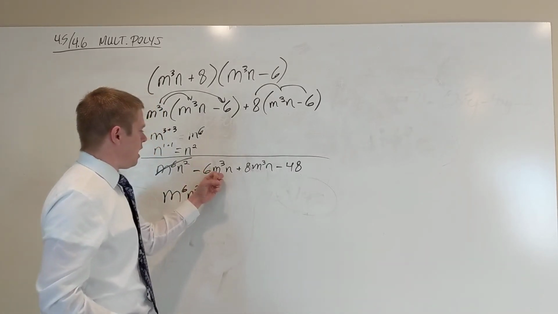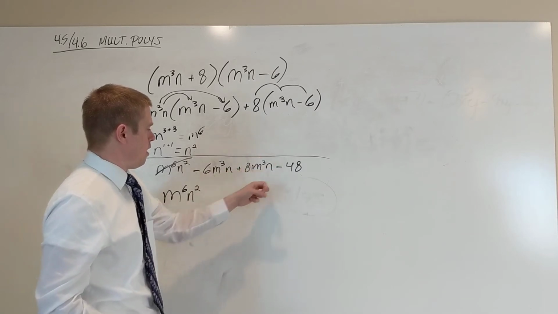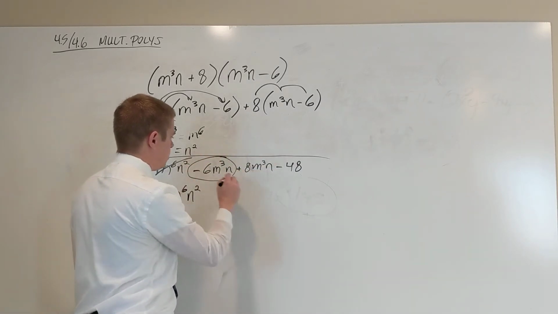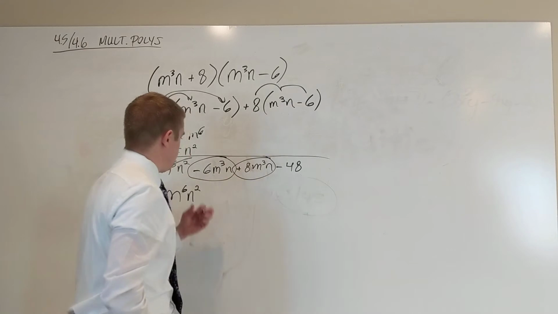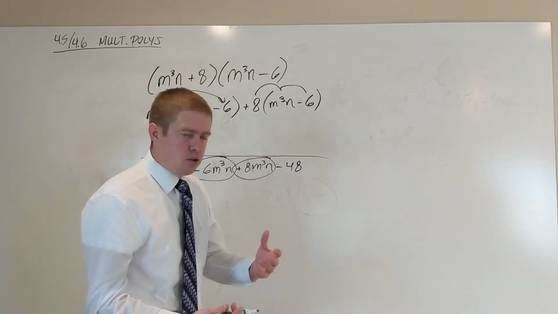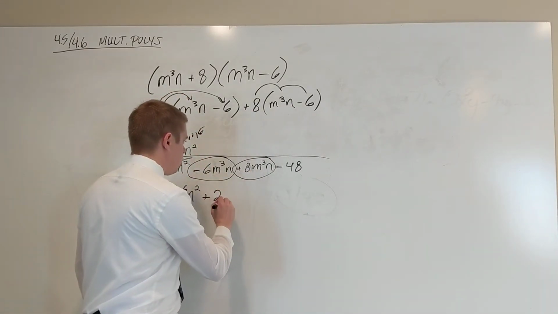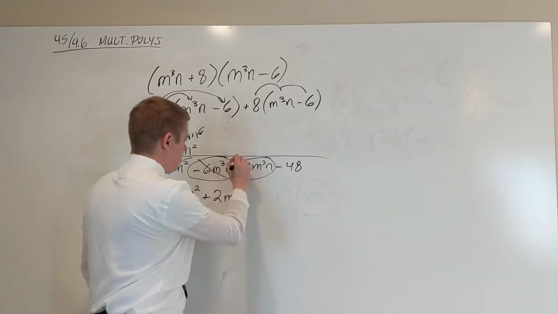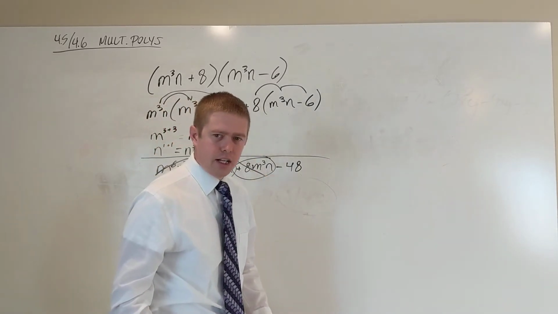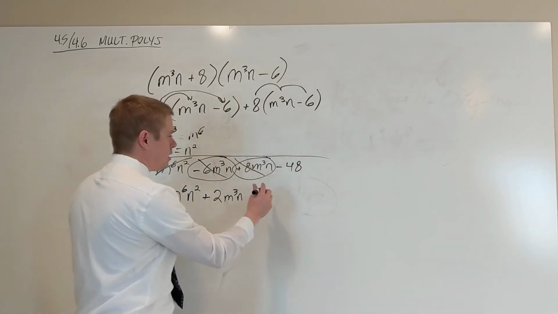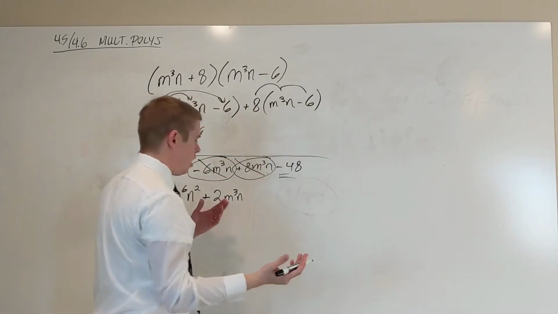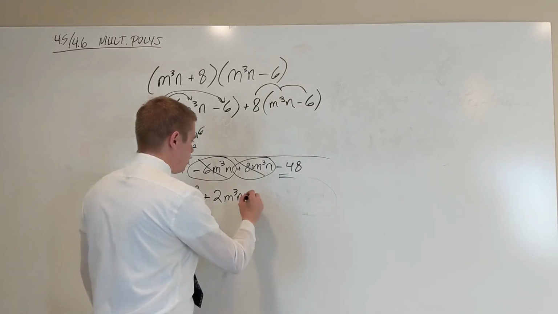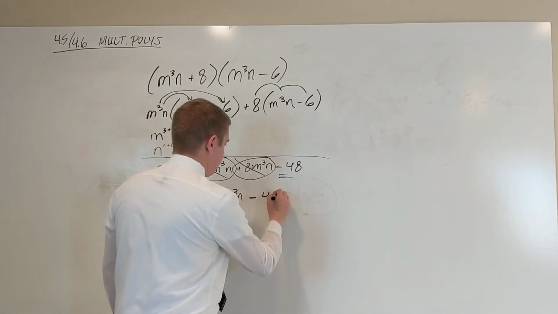Now, m to the third n, there are two of these, so we're going to go ahead and circle those. Negative 6 plus 8, it's going to be plus 2 m to the third n. And we go ahead and get rid of those because they're ugly and we want them gone. Now the last one, obviously there are no others right there, so we say negative 48.